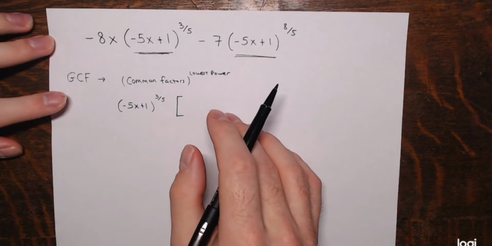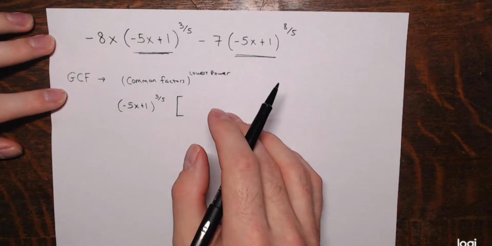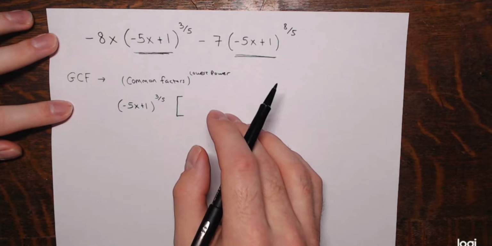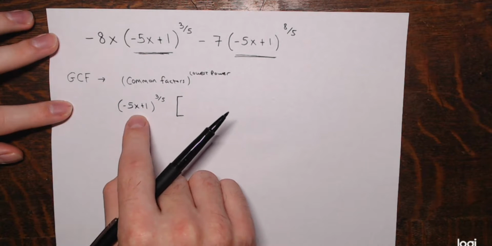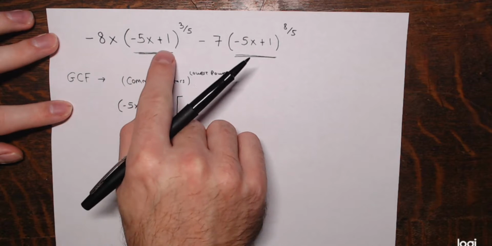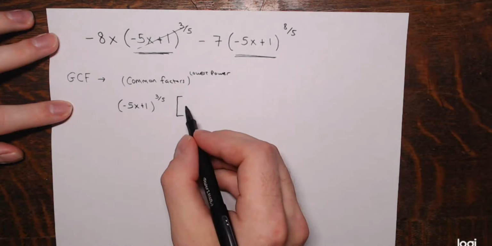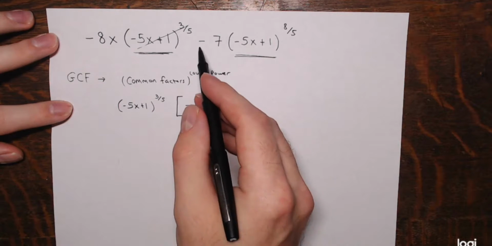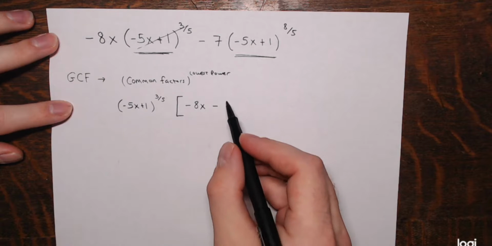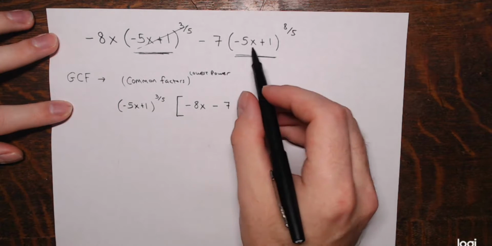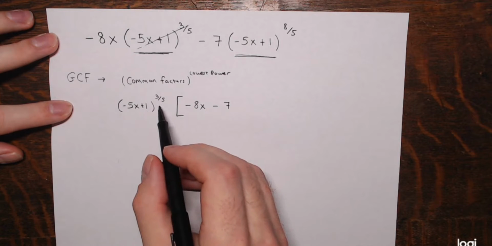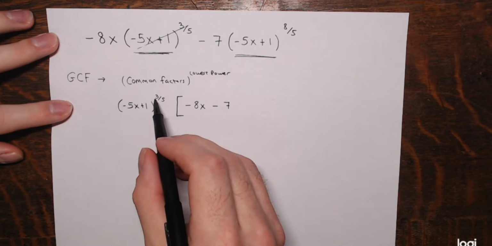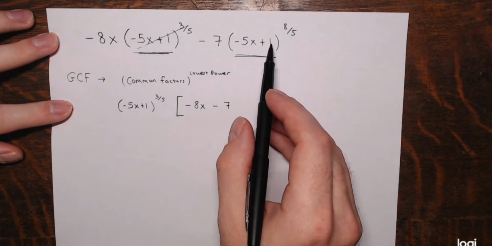Just because all they're really asking us to do here is pull out the greatest common factor with these fractional powers. All right, so if I remove negative 5x plus 1 to the 3/5, that'll be gone from here, and you'll have negative 8x in that first term of the next factor. And we have minus, and then 7 times. Now be careful. When you pull out the greatest common factor, you got to think, oh, what's left over? If I were to redistribute negative 5x plus 1 to the 3/5, how do I get the original expression back?